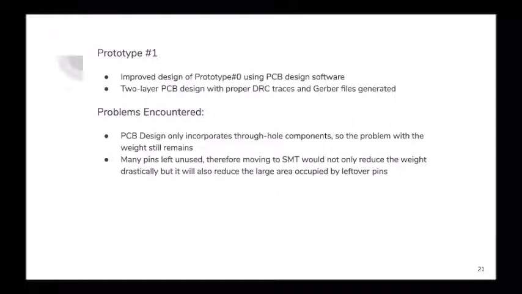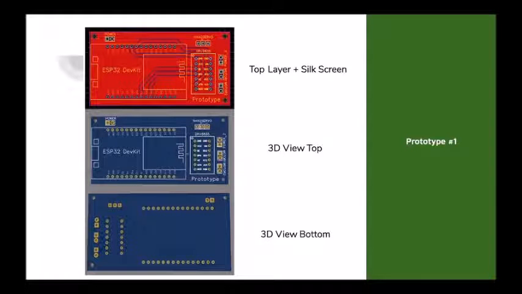Prototype 1 is an improved design of our Prototype 0 using PCB design software, and our design is a 2-layer PCB with proper DRC traces and Gerber files. Some of the problems with this design are that it still only focuses on through-hole components, so the weight problem is still there, and we have many pins left unused. Here we have a top layer and silkscreen, as well as a top and bottom 3D view of our PCB.